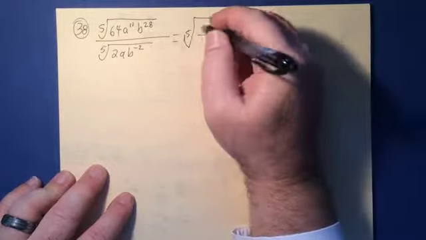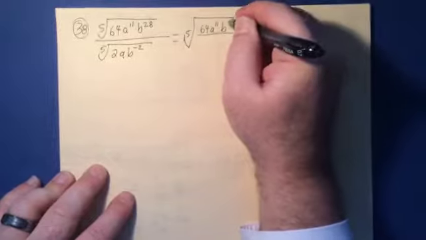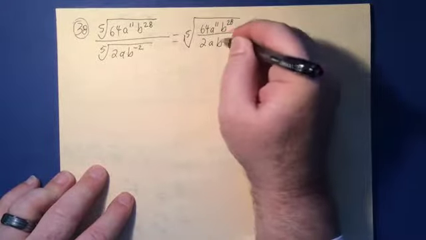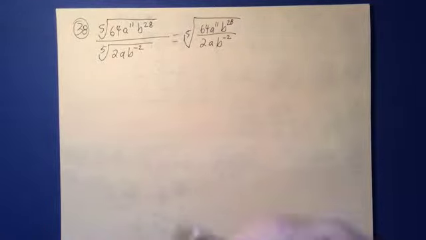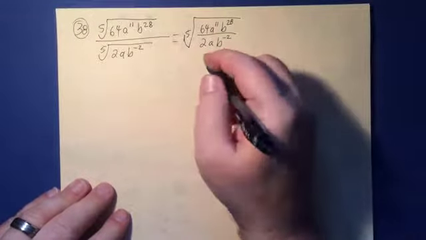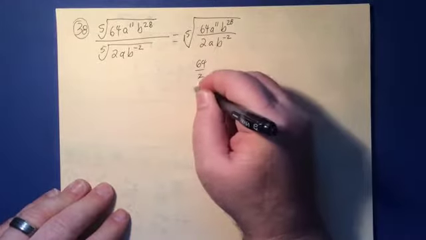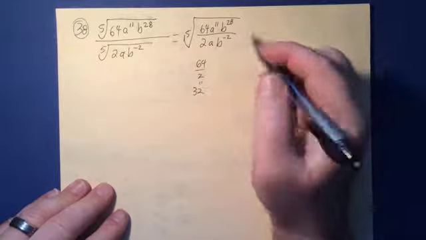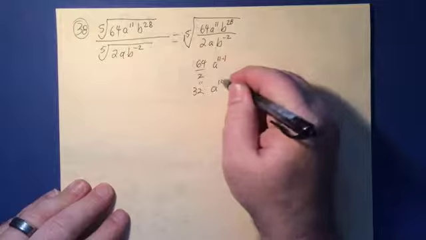So this is going to be the fifth root of 64a^11 b^28 divided by 2a b^(-2). Okay, so let's see if we can get rid of the denominator by dividing this out. We know that 64 divided by 2 is going to equal 32. That's fine. We have a to the 11th divided by a, so that's going to be a to the 11 minus 1. That's going to be a to the 10th.